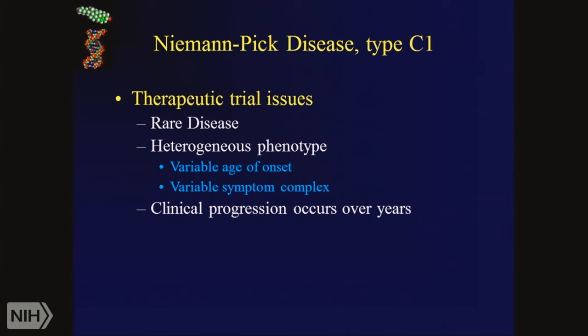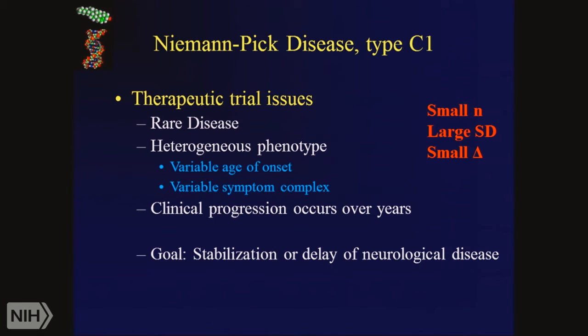Okay, so what are the therapeutic trial issues that we're dealing with? And I put this in the NPC part, but it's also true of SLOS. It's a rare disease. We have a heterogeneous phenotype. So in NPC, we're dealing with a variable age of onset and also a variable symptom complex. And then clinical progression occurs over years. So if you think about this from a statistical standpoint, we're dealing with a small n, a large standard deviation, and a small delta. It's what makes clinical trials hard in rare diseases.